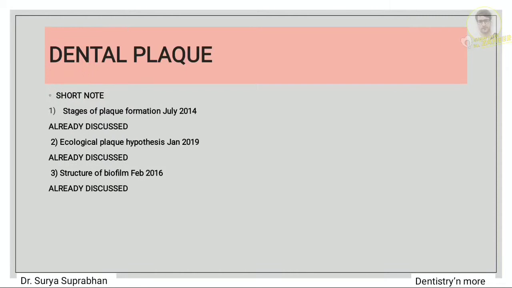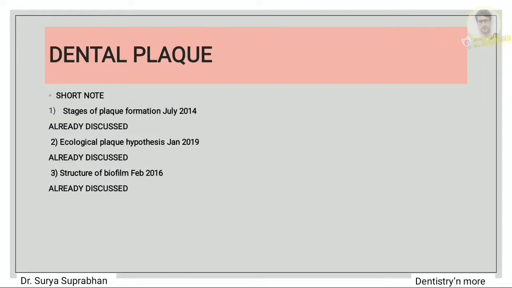Coming to the short notes, stages of plaque formation, you have to write the 3 stages: formation of pellicle, initial adhesion, and third one is colonization and maturation. So the 3 stages you have to write in this particular question.